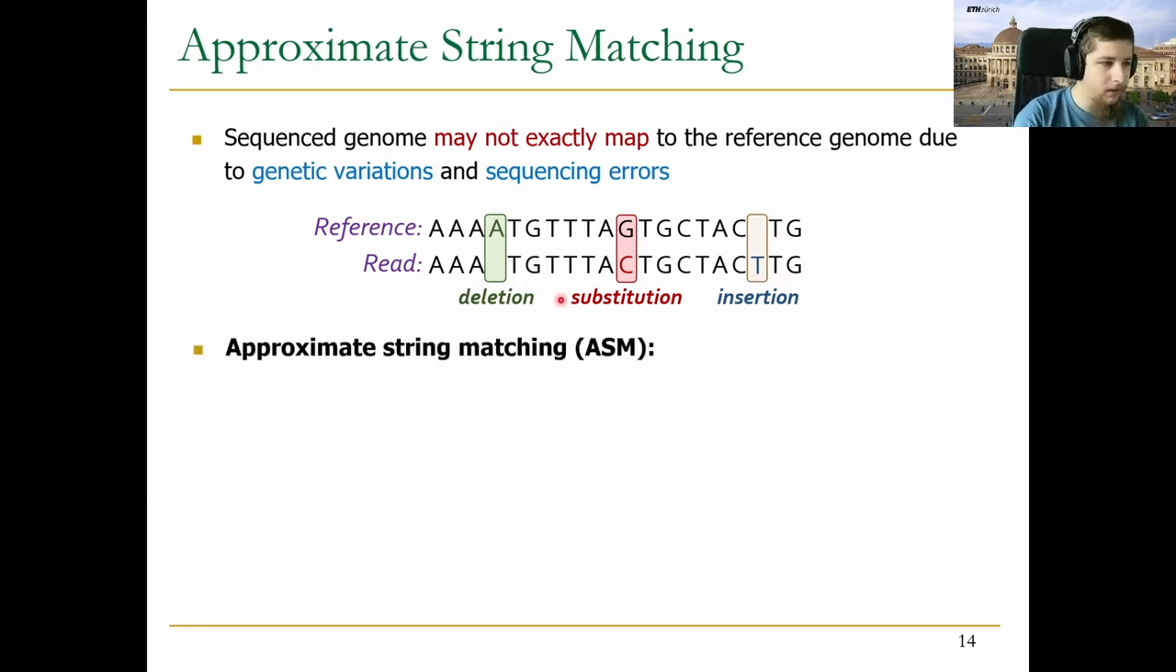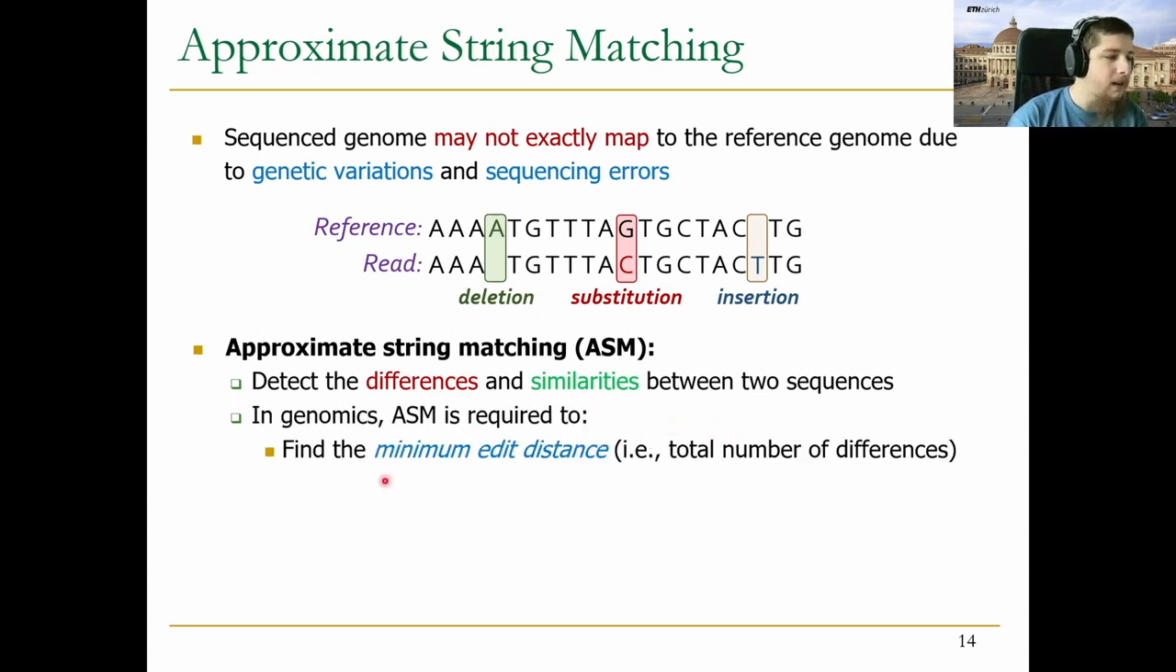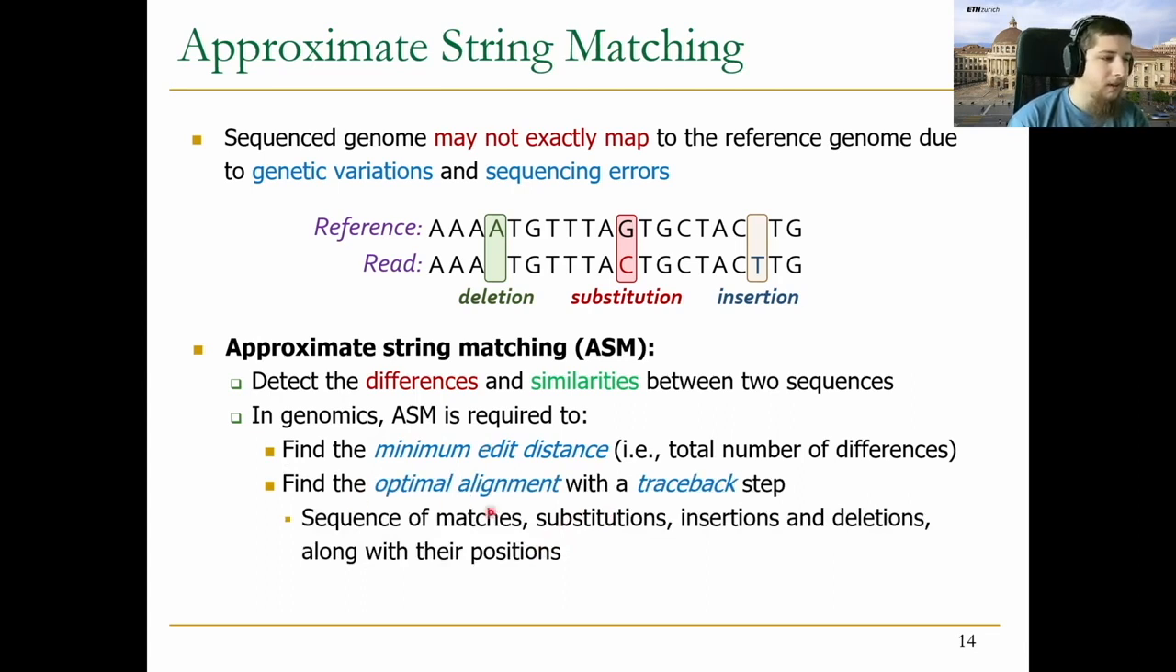Now approximate string matching tries to account for all of these. It tries to find the differences and also similarities between the two sequences. We use this to find the minimum edit distance, which is our optimization target. We try to find whatever mapping location and edit sequence has the fewest total number of edits. And in addition to the fewest number of edits, we also want the optimal alignment, which is really the exact sequence of edits. So the first thing is the optimal number of edits, and here is also the exact sequence of edits.